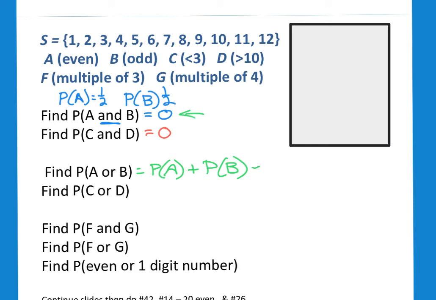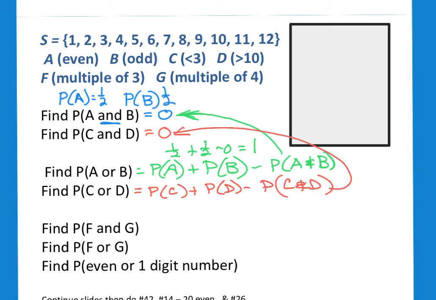And let's finish writing out the full rule. We have to subtract from those the probability of A and B. We already said that was 0. So we have 1/2 plus 1/2 minus 0 equals 1. It is certain that out of those 12 numbers, if you pull one randomly, you will get either an even or an odd.